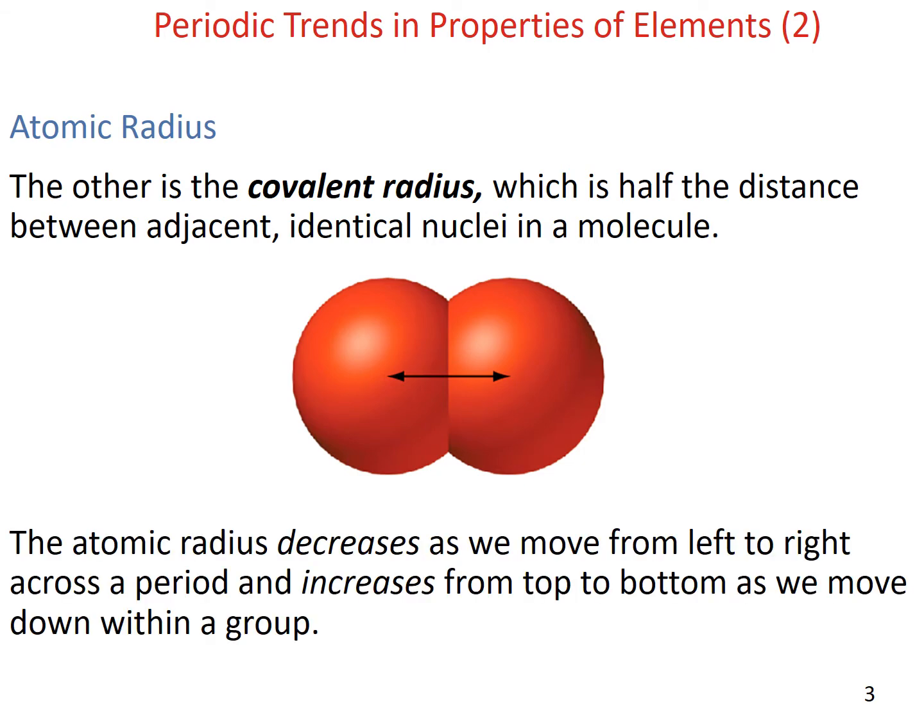The atomic radius decreases as we move from left to right across a period, and it increases from top to bottom as we move down within a group. This is the atomic radius, not of ions. So this is atomic radius dealing with atoms that are neutrally charged, not ions. We'll talk about that in a bit.